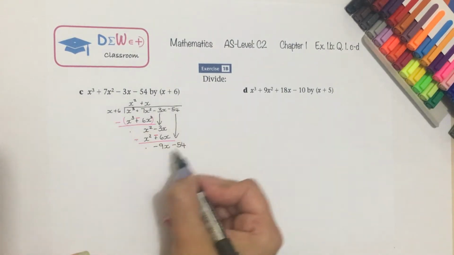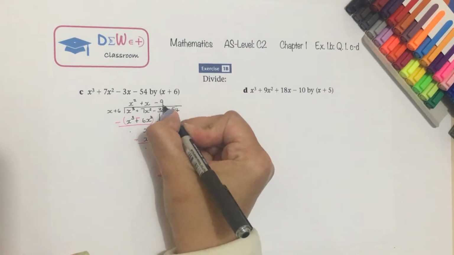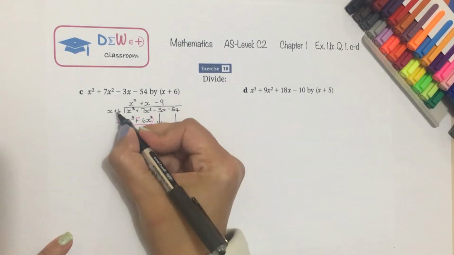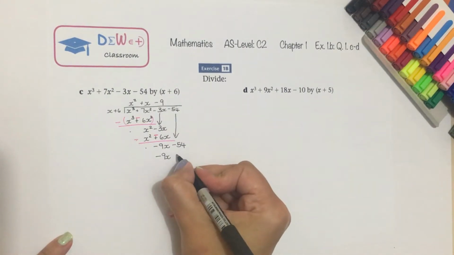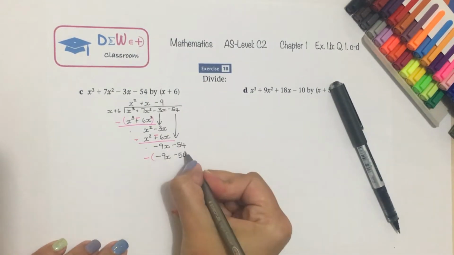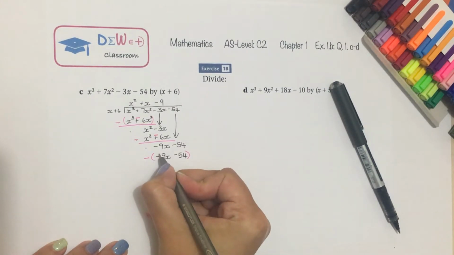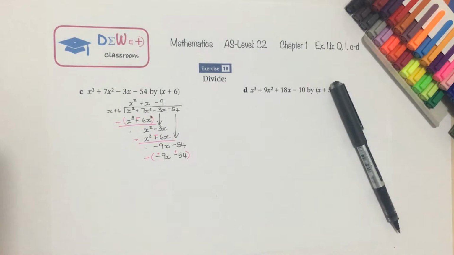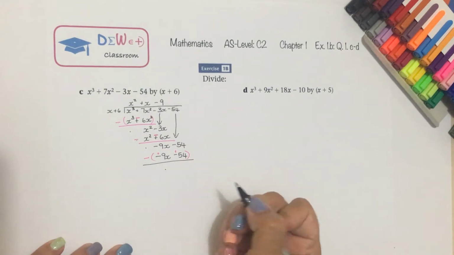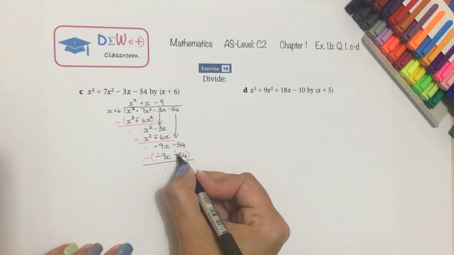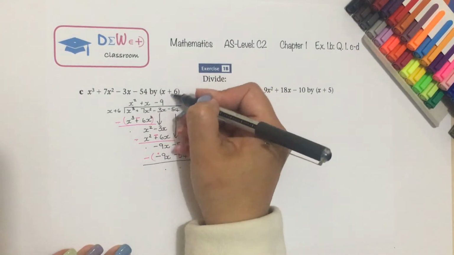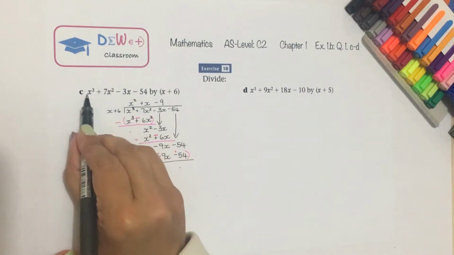So minus 9x divided by x is minus 9. Minus 9 times x is minus 9x. Minus 9 times 6 is minus 54. We need to subtract this whole bracket. So that means that this is going to change into a positive, and that's going to change into a positive. Right, so minus 9x plus 9x will give you 0, and minus 54 plus 54 also gives you 0. So we can say that x plus 6 is indeed a factor of that polynomial.